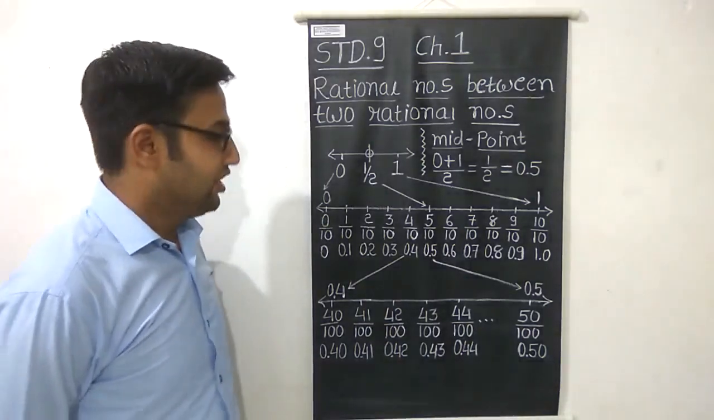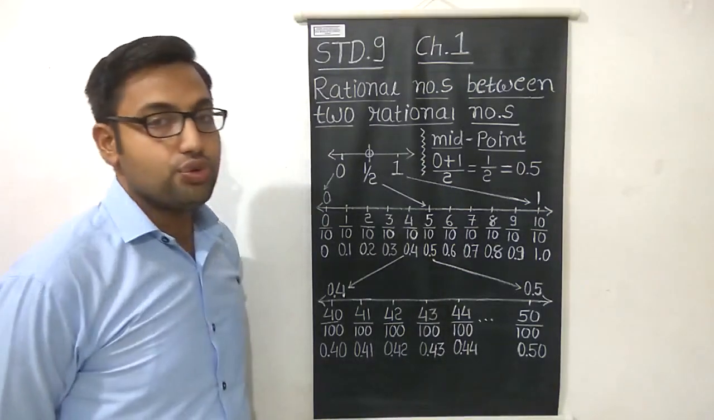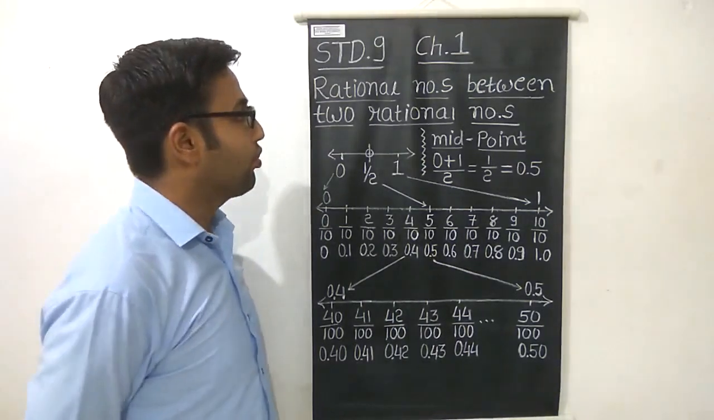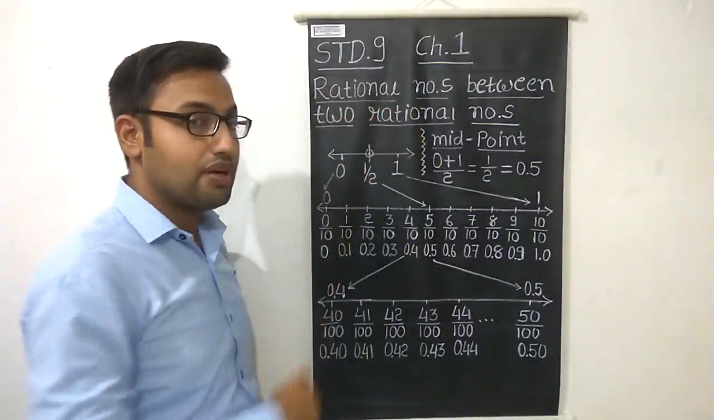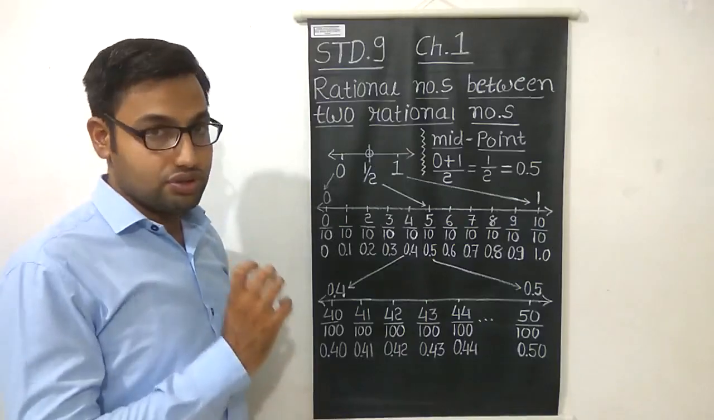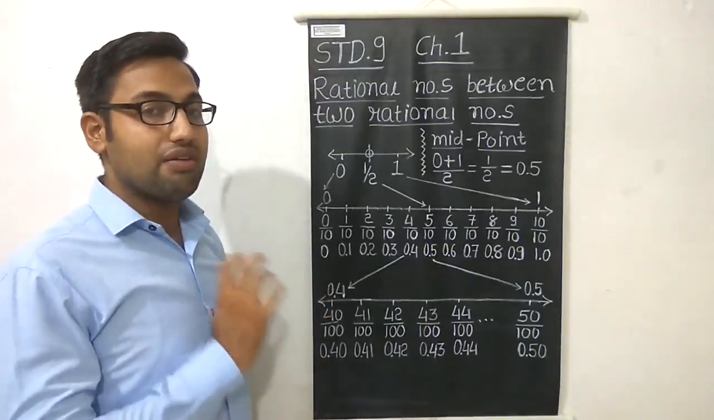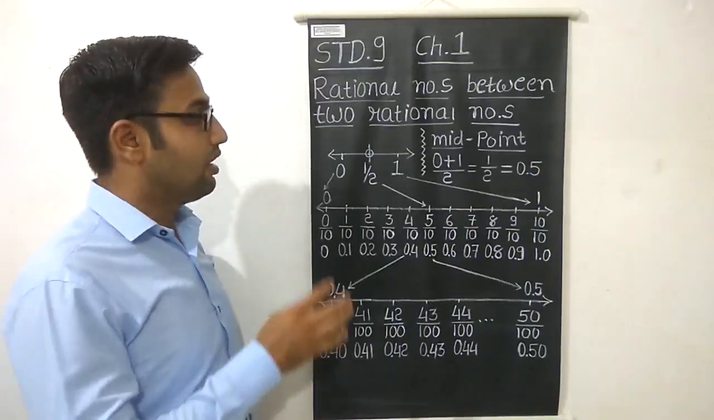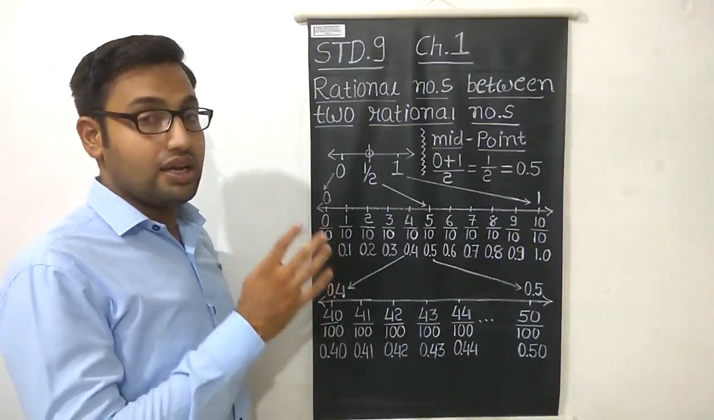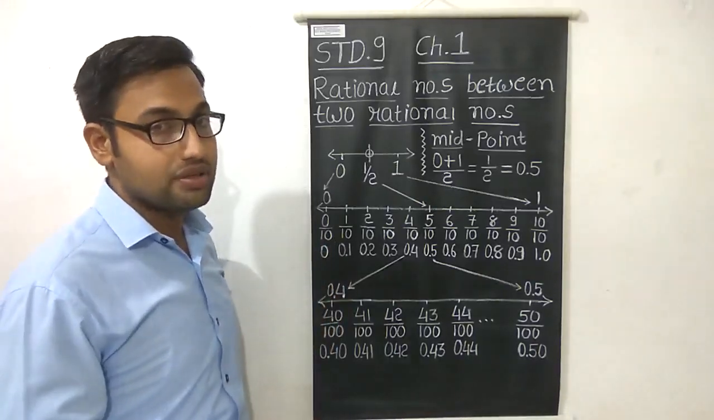Hello students, today we will study about the rational numbers between two rational numbers. This is the topic of standard 9 chapter number 1, number systems. In the previous lecture we have studied the introduction of this chapter. So now we know that there are number sets: natural numbers, whole numbers, integers and rational numbers.